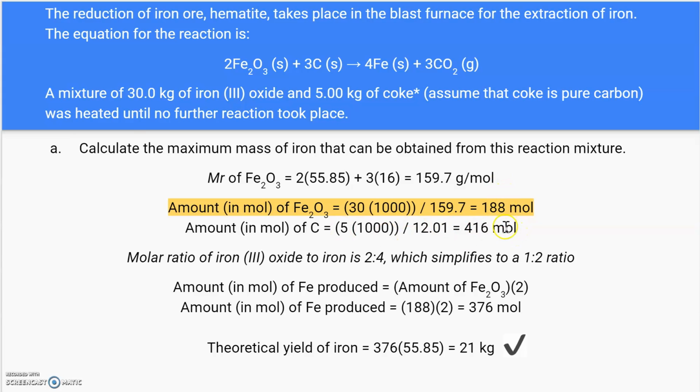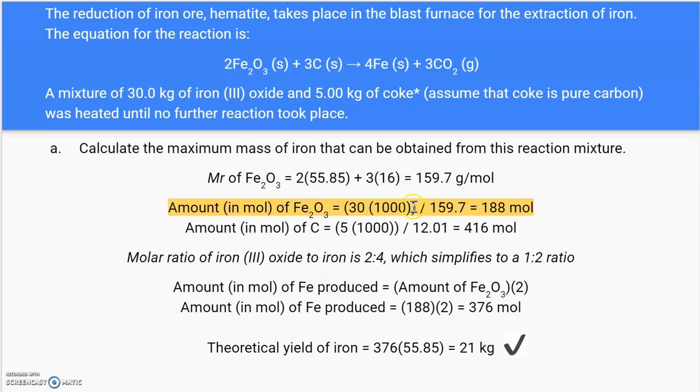Now we look at those two, and we determine that the limiting reagent is iron 3 oxide, as there are fewer moles present in the reaction. This is why it is highlighted in yellow. Iron 3 oxide will be our limiting reagent and will be the reagent that we will be working with when moving forward.